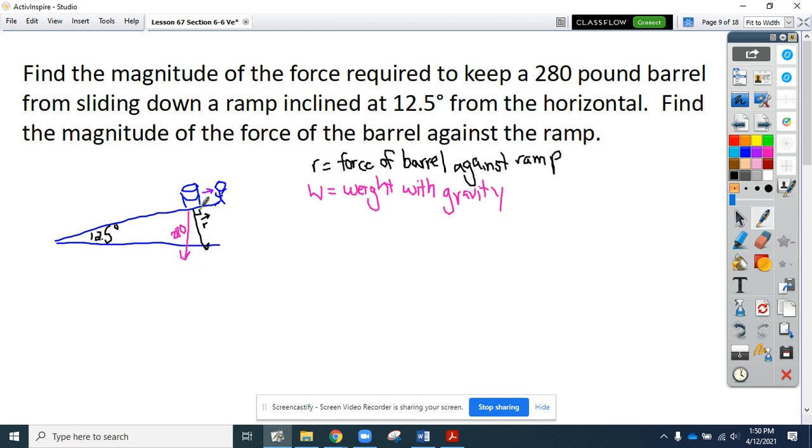So that is a 90-degree angle, right? So the force of the barrel against the ramp is a 90-degree angle, which means also that R is perpendicular to this force that we're pulling against the barrel. So that is also a 90-degree angle. So if we were to extend that, that is also 90.